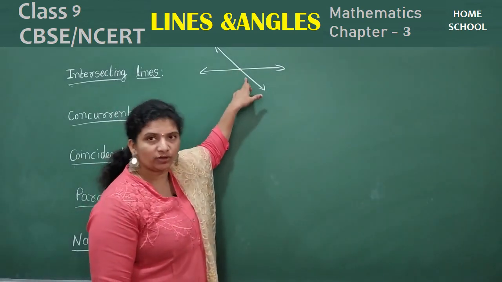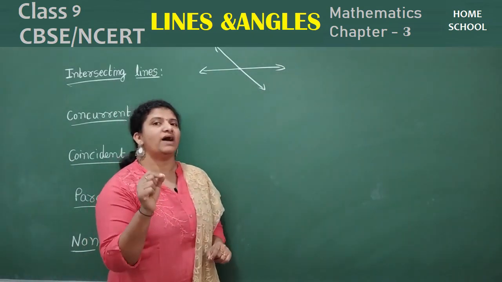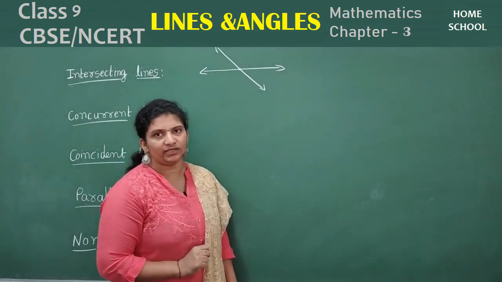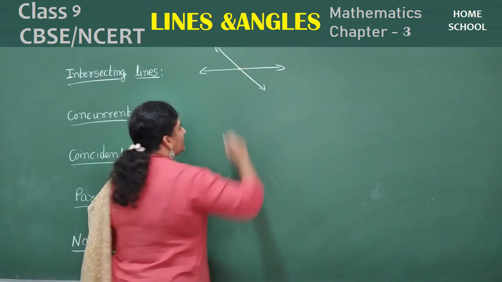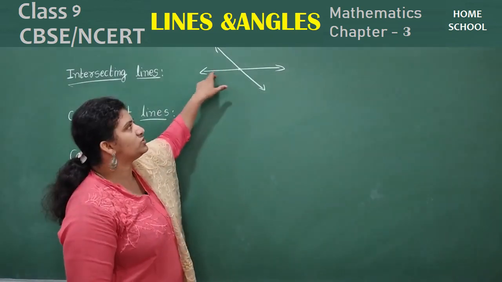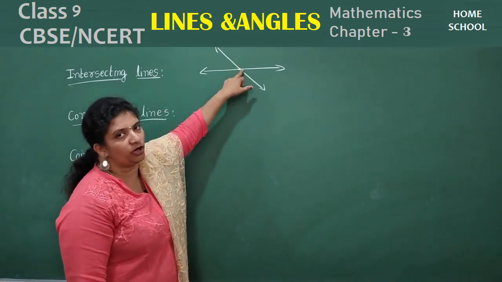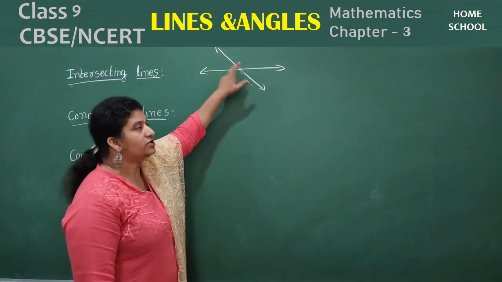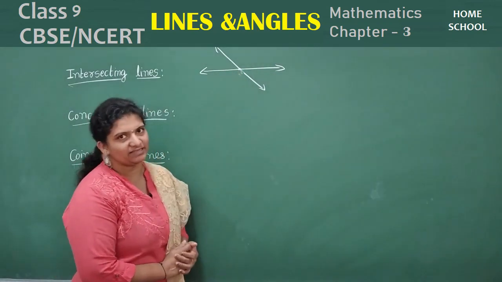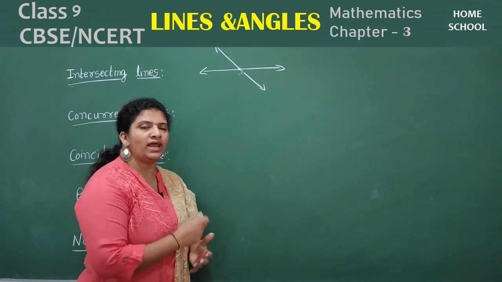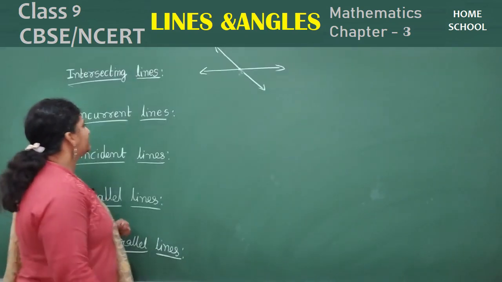So now I am showing here two lines where these two lines are passing through a common point, or both the lines have one intersecting point, we say. These two lines meet at one point. That point we call a common point or intersecting point. So these two lines we call intersecting lines. Why intersecting? The two lines are intersecting at one common point. So now let's see the next lines.